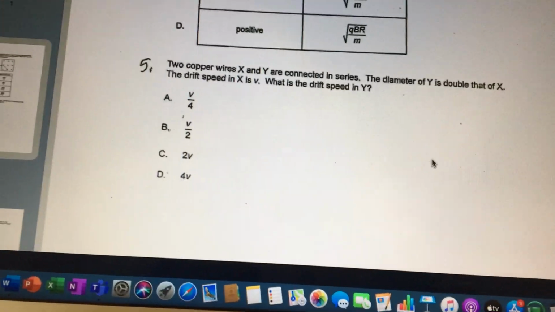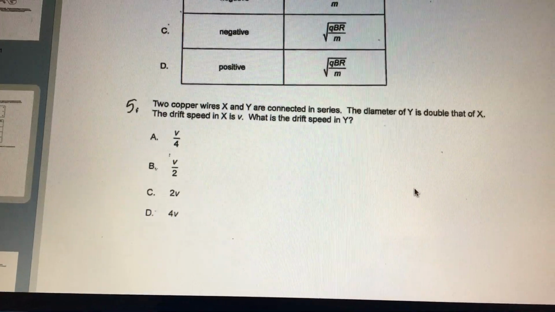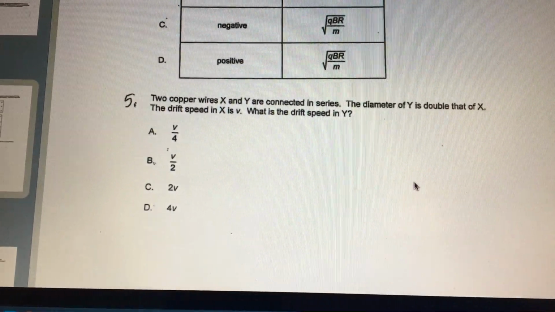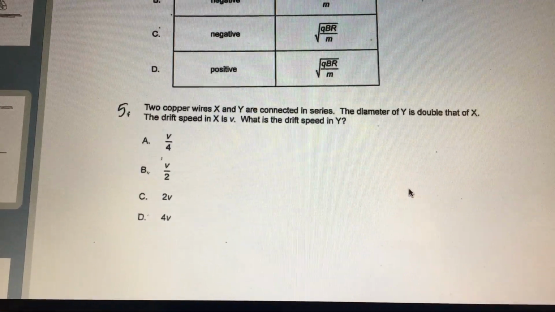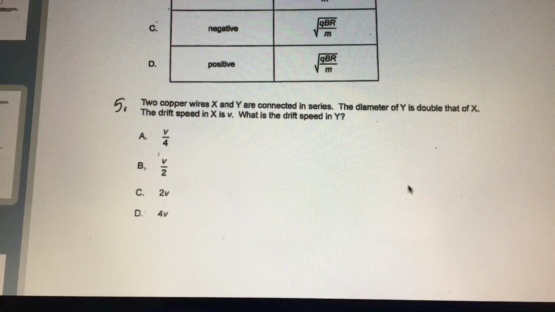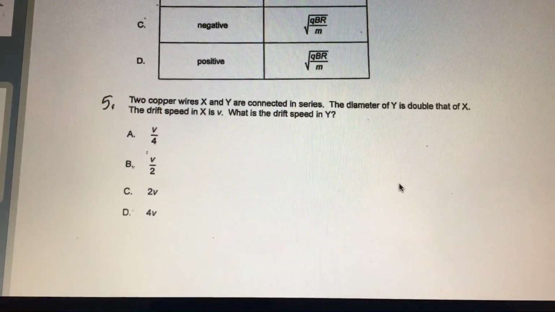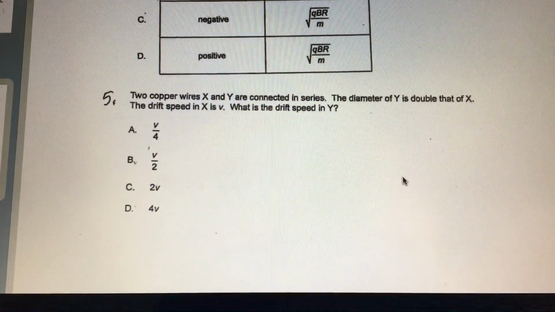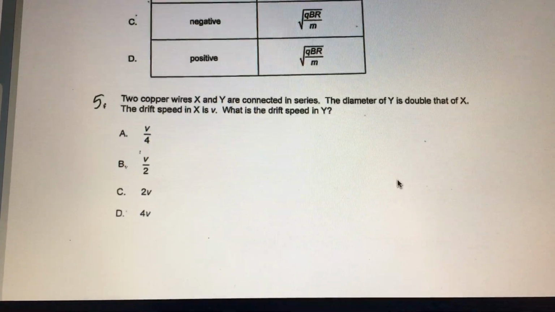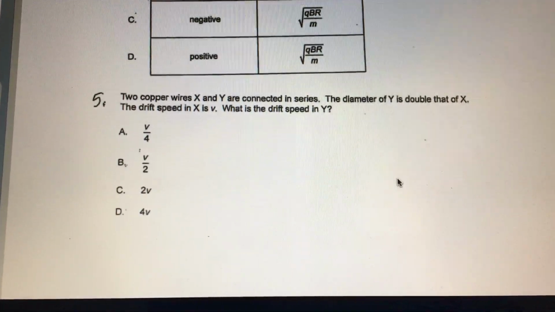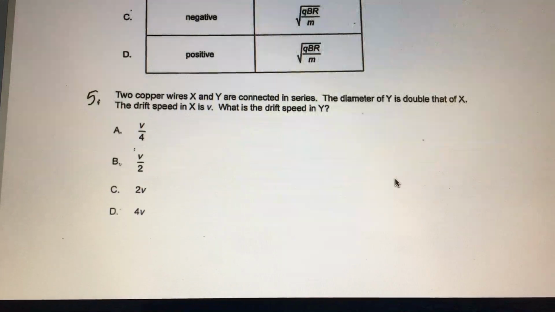Question 5. Two copper wires X and Y connected in series. The diameter of Y is double that of X. The drift speed in X is V. What is the drift speed in Y? Okay, so I got this wrong initially. I spent ages and ages going over it because I was thinking current. We are not talking current. We are talking drift speed.